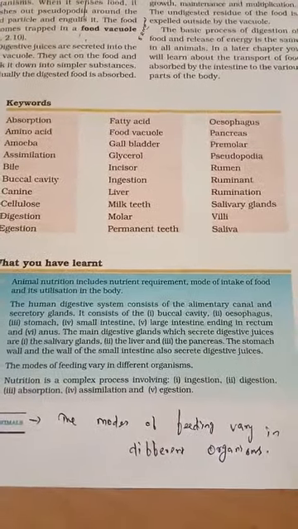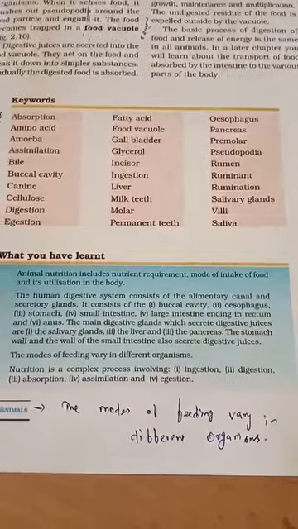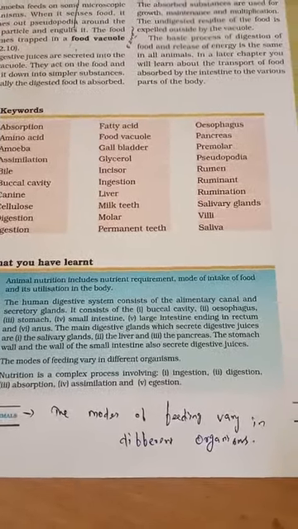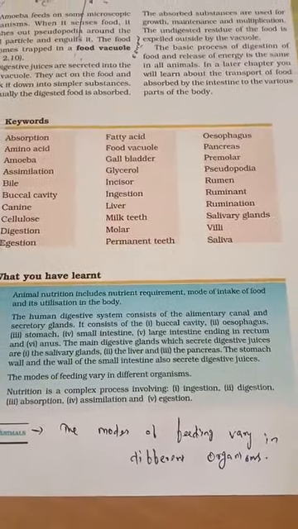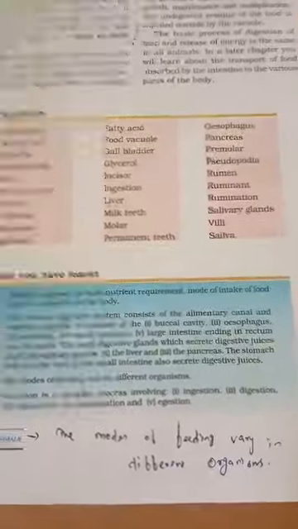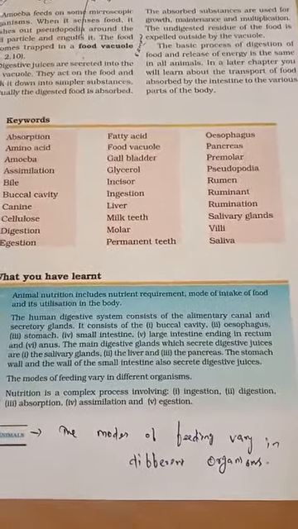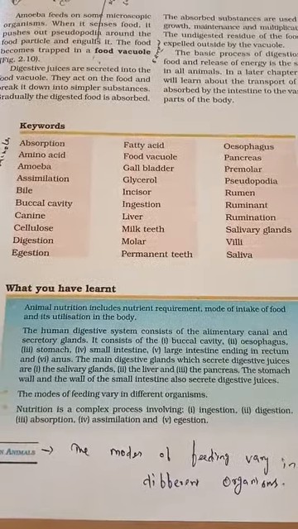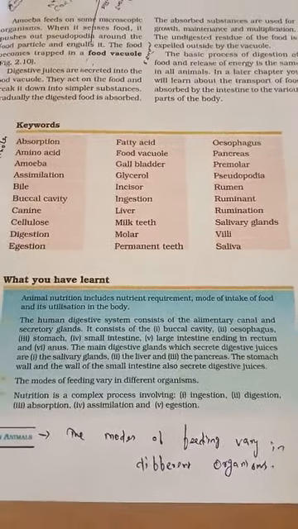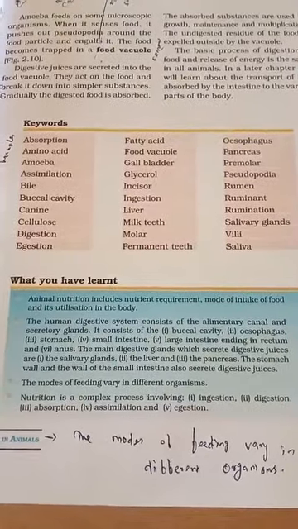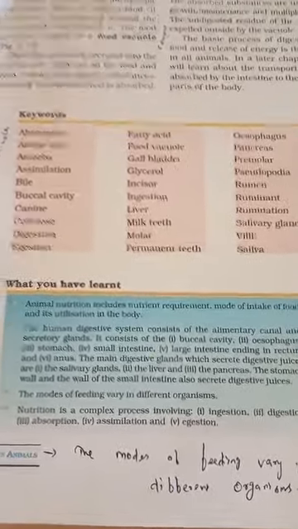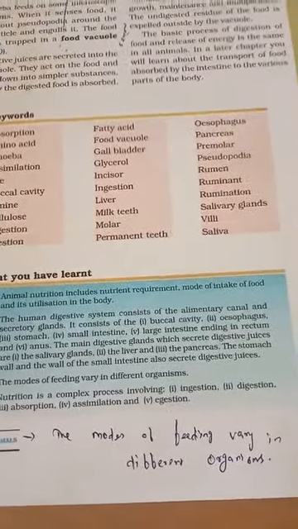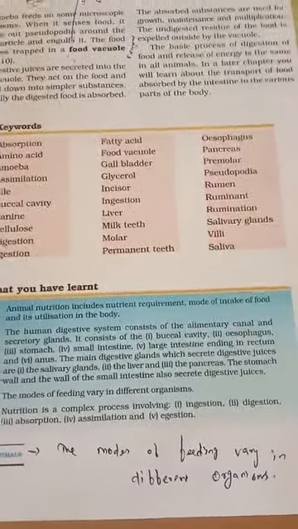The main digestive glands which secrete digestive juice are the salivary gland, the liver, and the pancreas. So some of the internal organs secrete juices, and that juice is very important for the digestion process. The salivary gland, the liver, and the pancreas each secrete juice. The stomach wall and the wall of the small intestine also secrete digestive juices. For example, the stomach secretes HCl, hydrochloric acid, and the wall of the small intestine secretes some juices. So these juices help the digestive process.